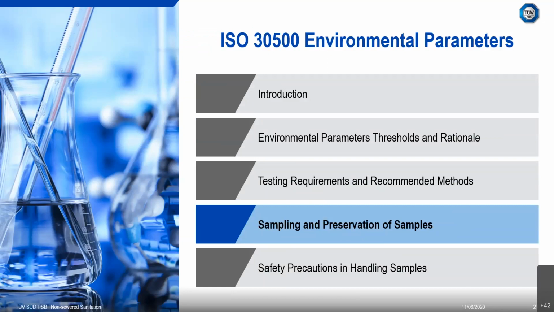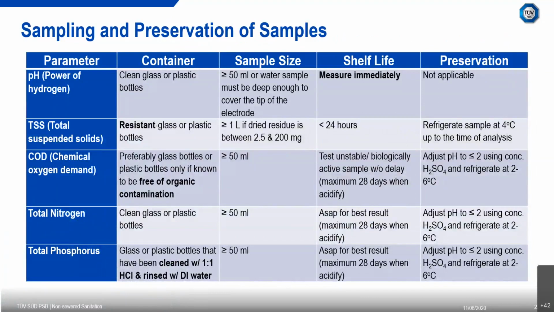Now, let me discuss the sampling and preservation of samples. For the containers, clean plastic or glass bottles can be used, but you should take note that for TSS, a resistant bottle is preferred to ensure that solids do not stick to the bottle. And for total phosphorus, the bottle should be cleaned with 1:1 HCl and washed with DI water to ensure no phosphorus contamination from detergents. For the sample size, normally, the laboratory will indicate the required sample size for each parameter.